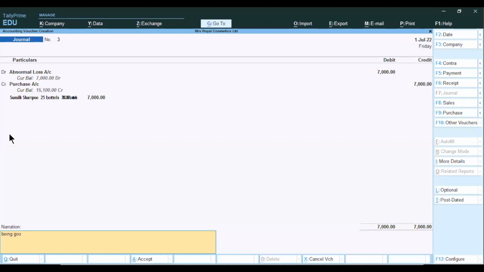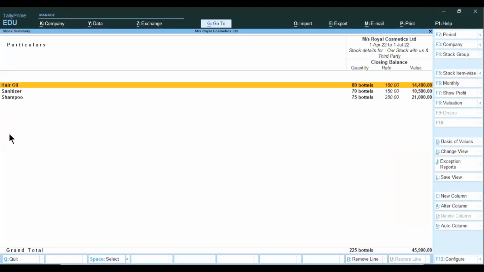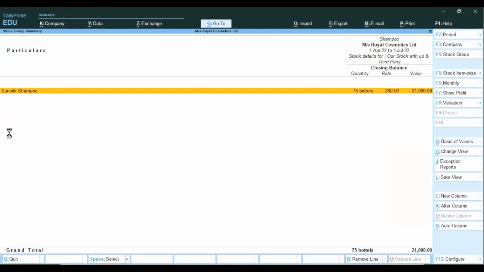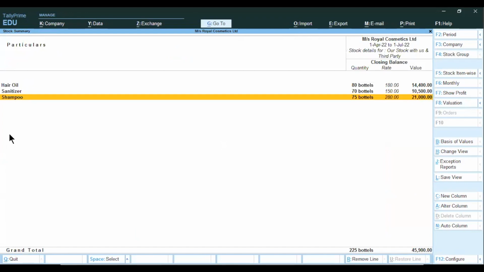Being goods destroyed by fire or any natural calamity. So this is how we can enter the transaction for the abnormal loss which is faced due to natural calamities. So press enter to accept. Go to stock summary. Check the report to see how much stock we have in our godown. So we have 75 bottles. This is the stock summary report.